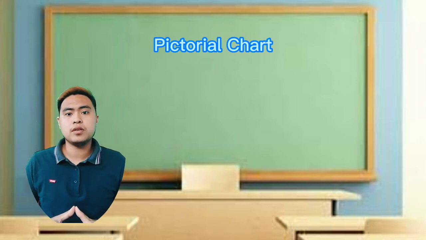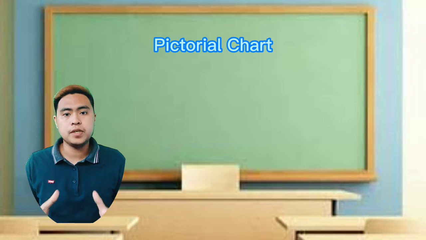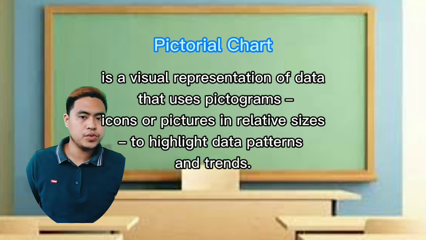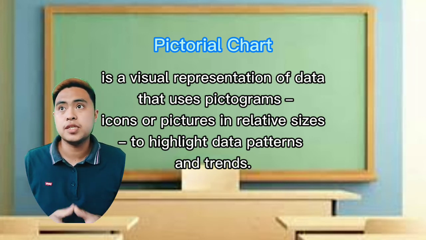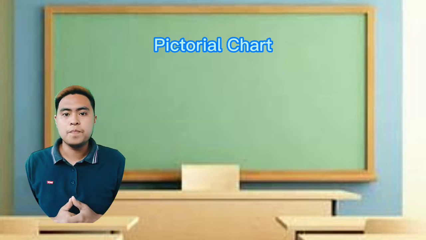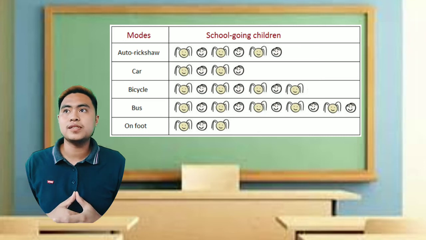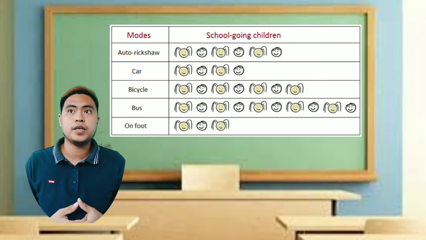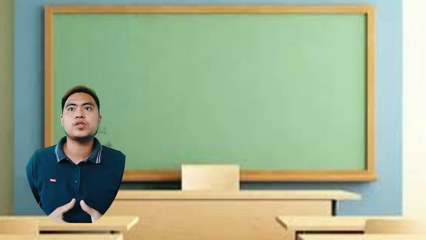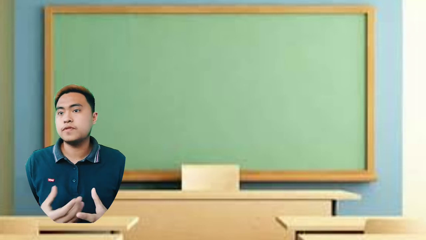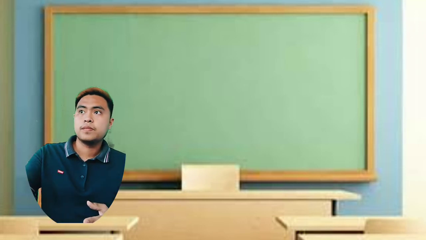A pictorial chart, also called a pictogram, a pictograph, or a picture chart, is a visual representation of data that uses pictograms, icons, or pictures in relative sizes to highlight data patterns and trends. Pictorial charts are common in business, communication, or news articles to visually compare data. Okay, and those are the types of graphs. Again, what are the types of graphs?